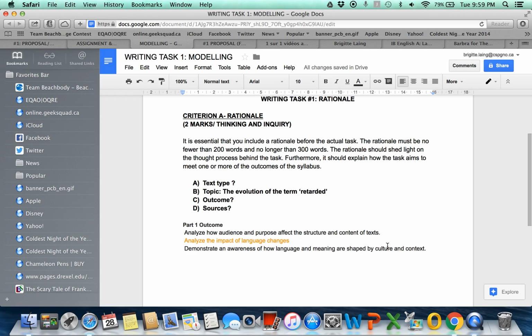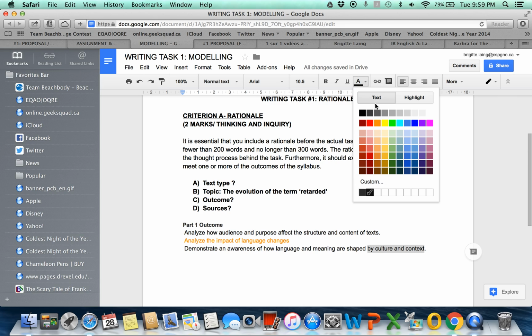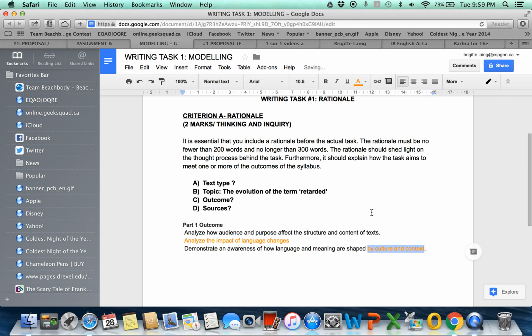Demonstrate an awareness of how language and meaning are shaped by culture and context. I'm probably going to have to address this because of culture and context, so the time in which people grow up and the conditions and people's reactions to certain labels. So in my case, it's the term retarded. What is it about the culture of the time or the social context that made that word acceptable in another context and it's no longer acceptable today?